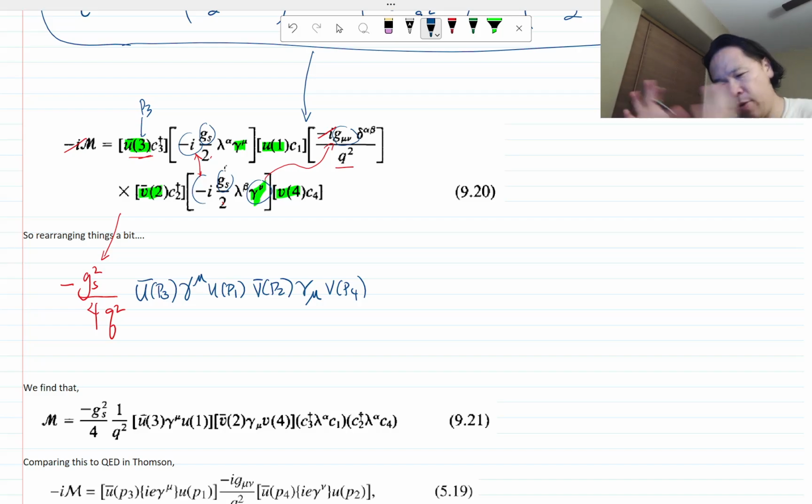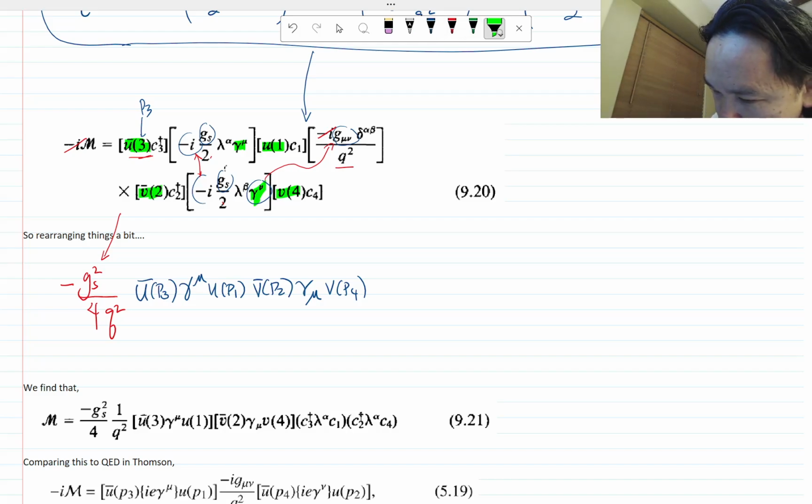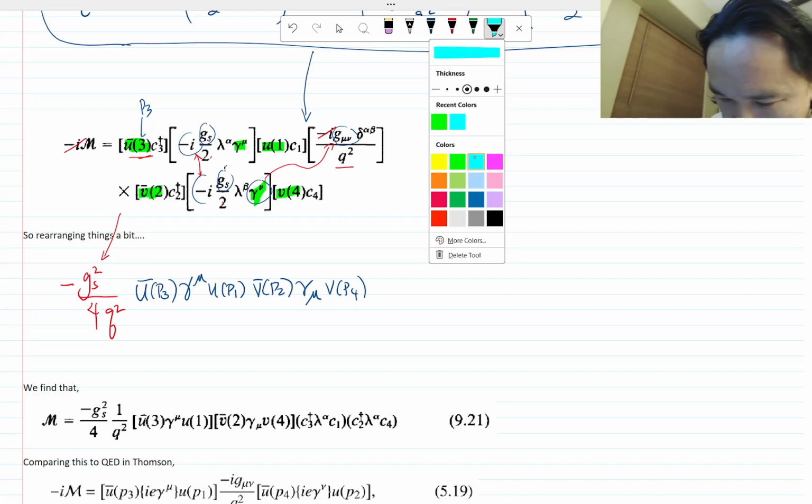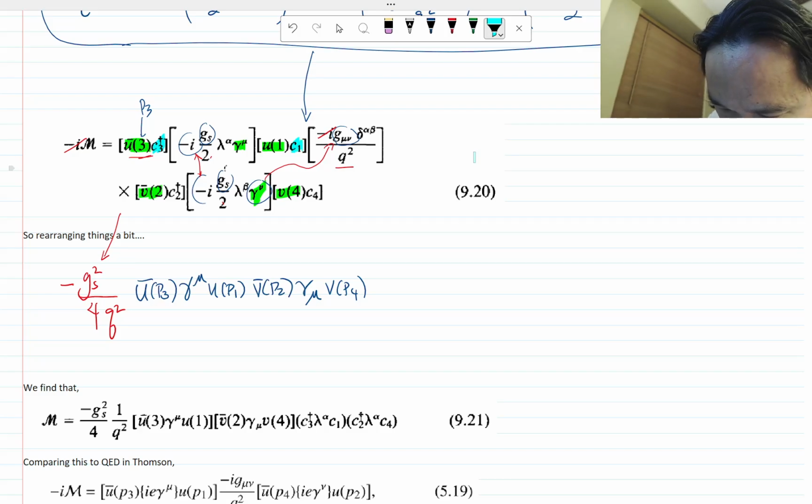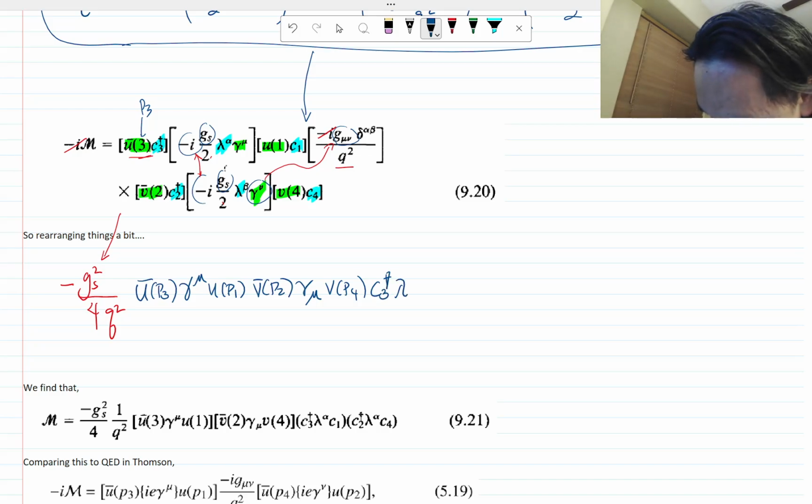Now I'm going to put the color stuff on the other part. Let's highlight that in blue. So this is the color thing. And then remember, these lambda matrices are the 3x3 matrices that actually multiply to these color factors. There's the one over here. So I'm going to collect those together: C3 dagger, lambda alpha, and then C1 without the dagger.